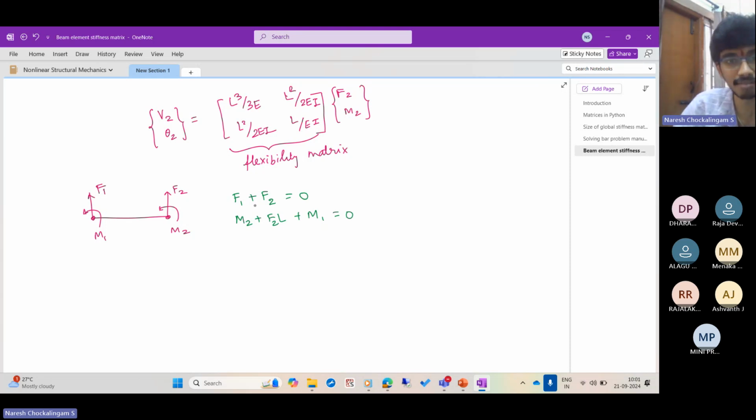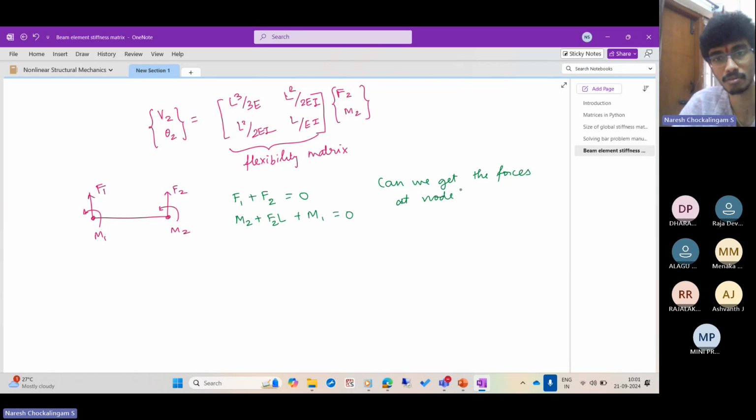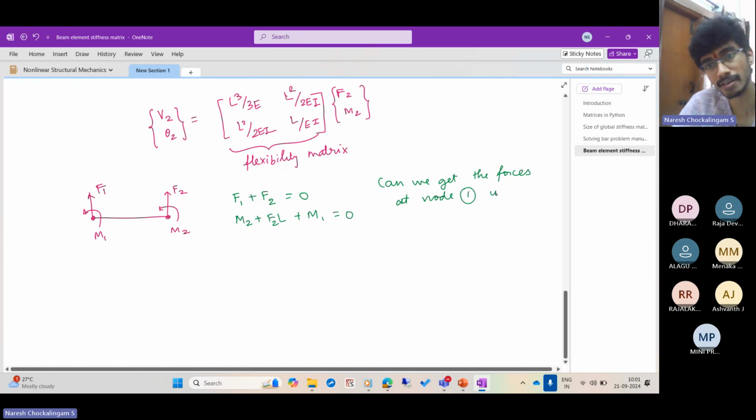Now this can be written in a matrix form. We already have a relationship between the forces and displacement at node 2. Can we get the forces at node 1 in terms of node 2? That's the question. These are called generalized forces. You call both forces and moments generalized forces. I don't want to write forces and moments everywhere, so the forces at node 1 in terms of node 2.